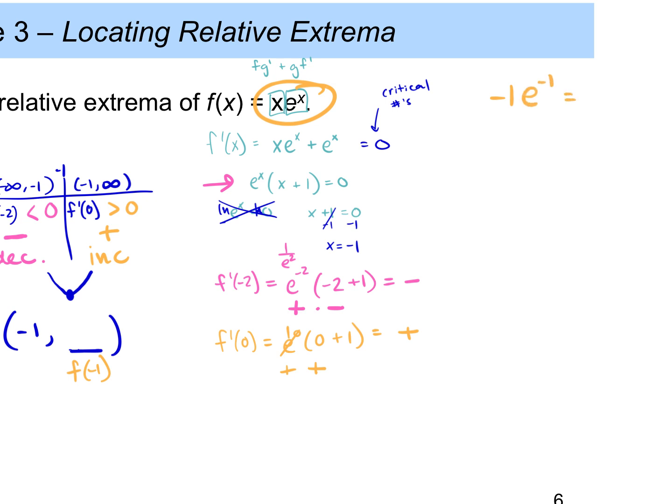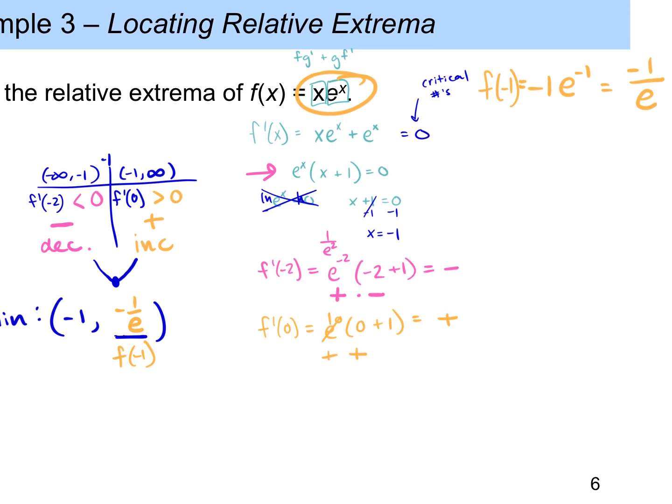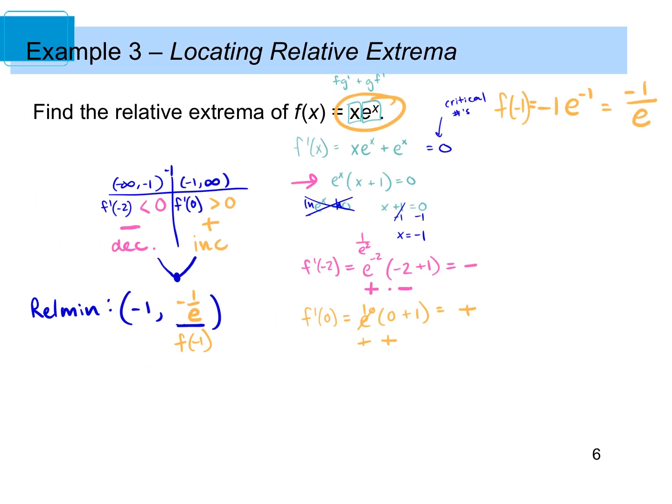Let's simplify this a little bit. What did we say that a negative exponent does? Makes it a fraction. So it'd be -1 over e to the power of 1, which would just be e. So -1 over e. So what do we do with the decimal? Or do we just keep it in terms of e? Yeah, just keep it in terms of e. So this would be our relative minimum.